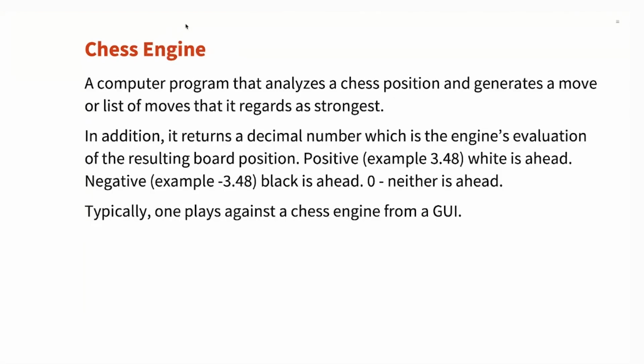One of the most interesting things, one of the crown jewels of the Wolfram Chess paclet, is the chess engine. What is a chess engine? Well, a chess engine, or program, analyzes the chess position and generates a move, a list of moves that it regards as strongest for the given position. In addition, it returns a decimal number, and that's the engine's evaluation of the particular board position. It can be positive, for example, 3.48, white's ahead, or it can be negative 3.48, black's ahead, or 0, neither's ahead. And typically humans would play against a chess engine from a GUI.